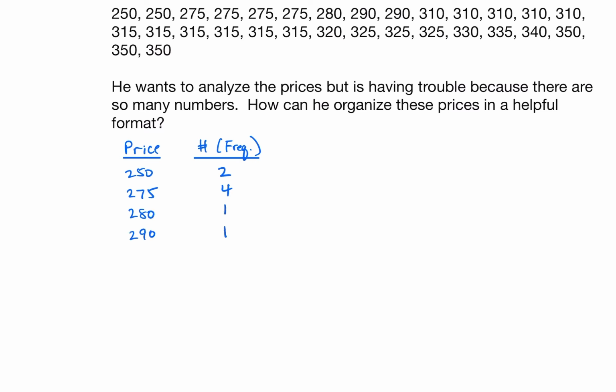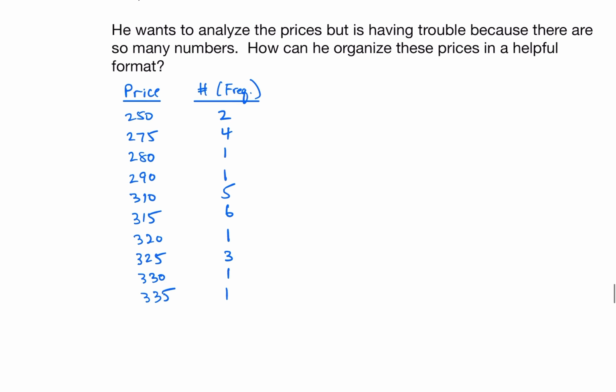290, 1 occurrence. 310 has 1, 2, 3, 4, 5 occurrences. And then 315 has 1, 2, 3, 4, 5, 6 occurrences. And 320 has 1 occurrence. 325 has 3 occurrences. 330 and 335 both have 1 occurrence. 340 has 1 occurrence, and 350 has 3 occurrences.